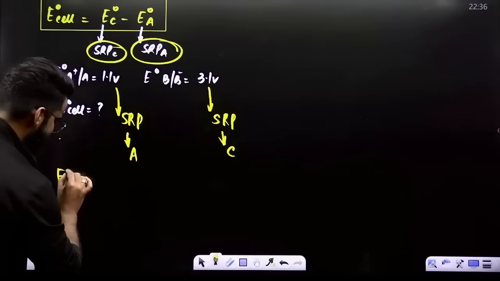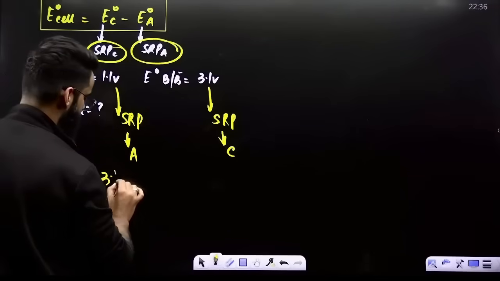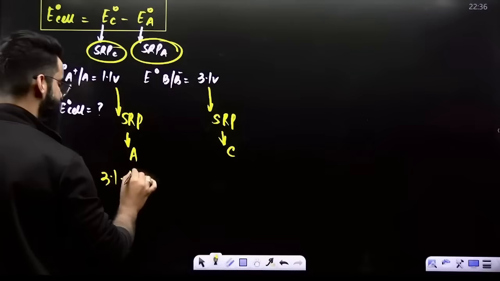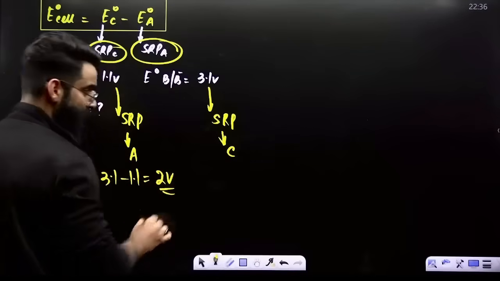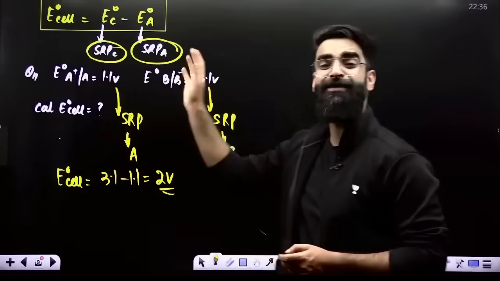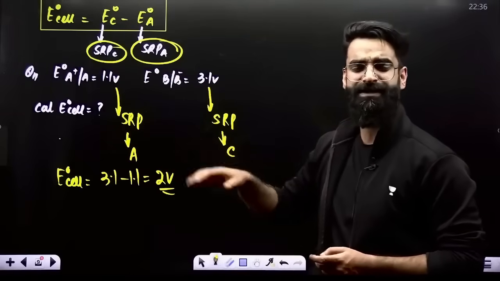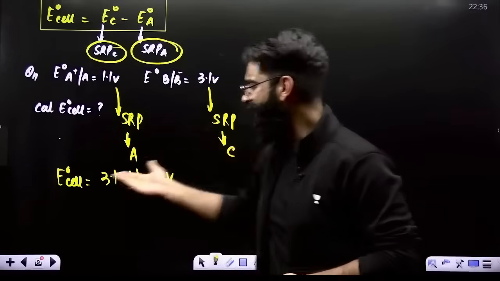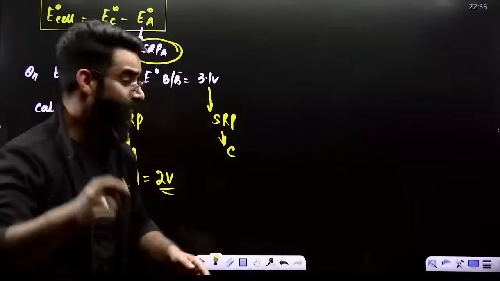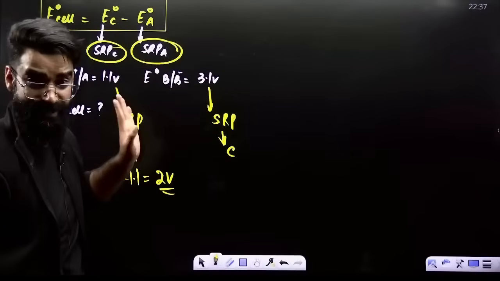So you can easily calculate E0 cell, which is E0 cathode, the SRP of cathode, that is 3.1, minus the SRP of anode, that's 1.1. The value comes out to be 2 volts. Now, it's not necessary that they'll give you SRPs only. They might give you SOP values also. You just need to convert those SOPs into SRPs by changing their signs and accordingly use this formula. But take care: E0 cell is E0 cathode minus E0 anode, SRP of cathode minus SRP of anode.